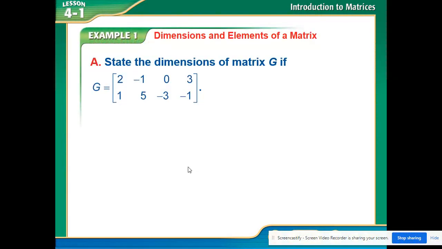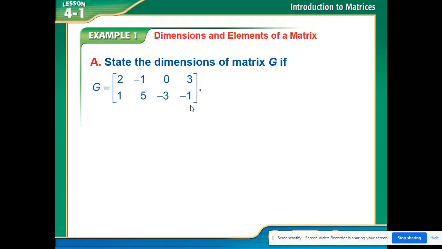All right, so let's do some basic dimensions here. State the dimensions of matrix G. Notice how we write a matrix. We have these brackets here, and then the numbers are just put in there. Obviously, like in a spreadsheet, you would have cells that you could put them in. But each of these data points is in a cell. Basically, they're an element. And we say matrix G equals, and then you have these brackets.